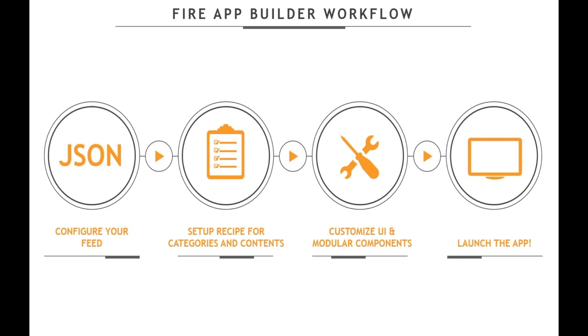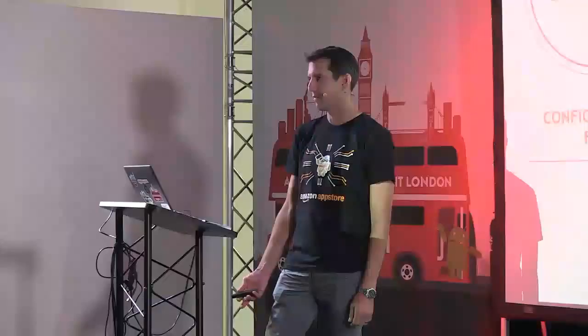You set up your recipe for categories and contents, so your categories can be organized in different ways in various feed formats. You don't need to go and reconfigure your feed. You can configure this app to read your feed as it is and also pull the specific data out of your own content. You customize your UI and modular components, so you select the different modules that I talked about in the previous slide, and you also customize your UI. You add your own colors, feeds, and logos, and then you launch your app.